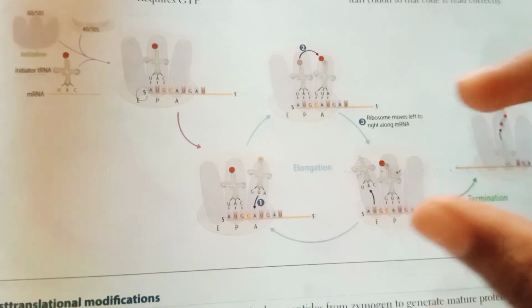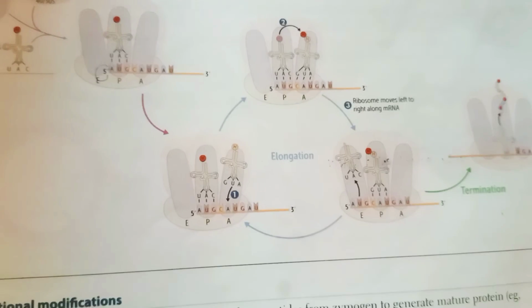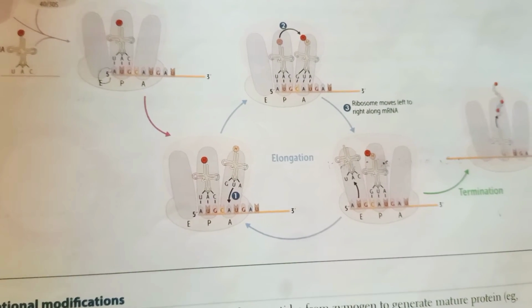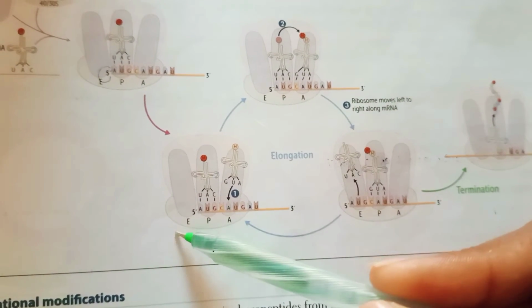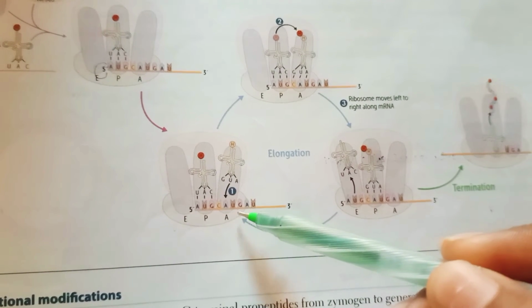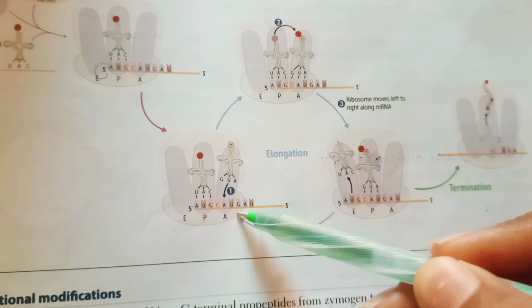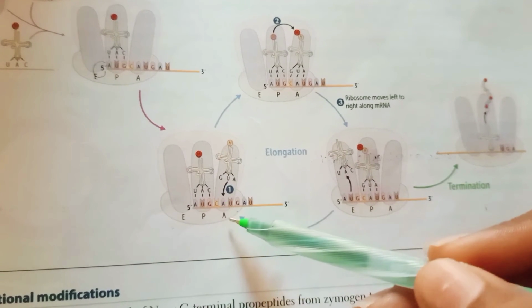Now coming to the elongation process. Here you can see clearly the aminoacyl tRNA binds to the A site. There are three sites actually: A, P, E. So the first step is aminoacyl tRNA binds to the A site, which requires an elongation factor and GTP, both are required here.